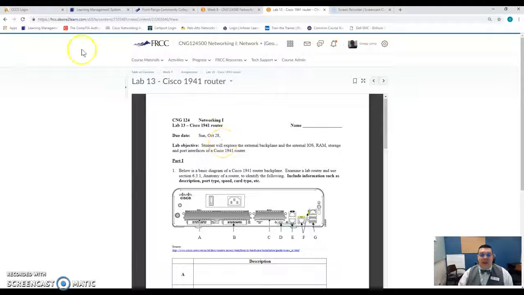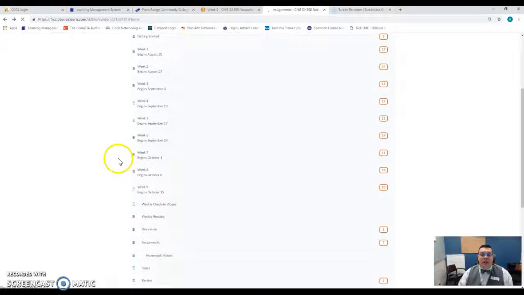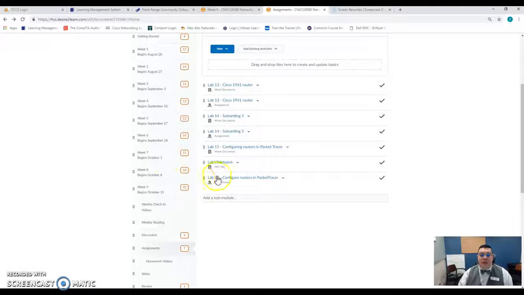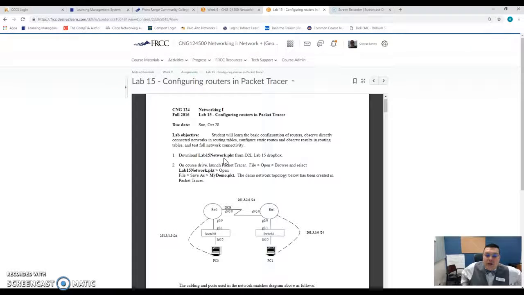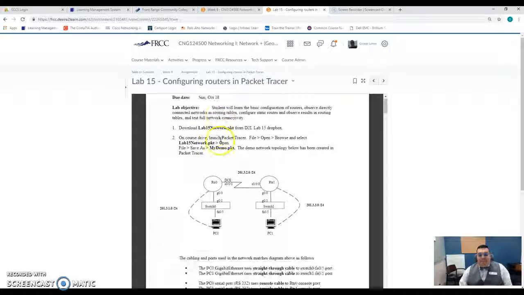So just in case I made the same error everywhere, the due date should be the 21st. In Lab 15, make sure you download the Packet Tracer file and the Word document. Once again, I need to get that student's permission before I show his homework, but make sure that you're walking through this lab.